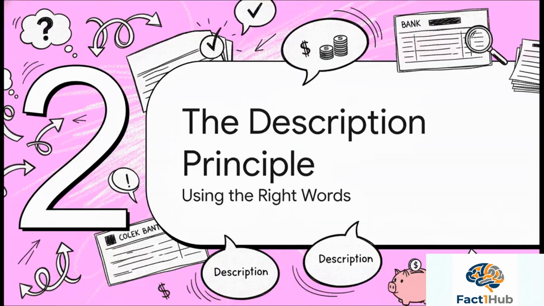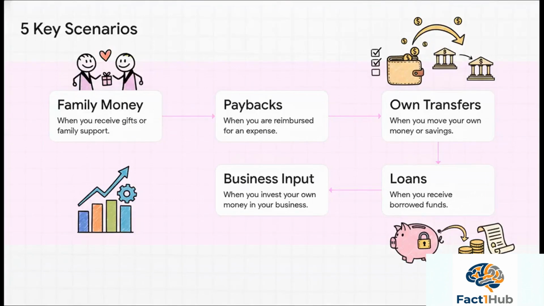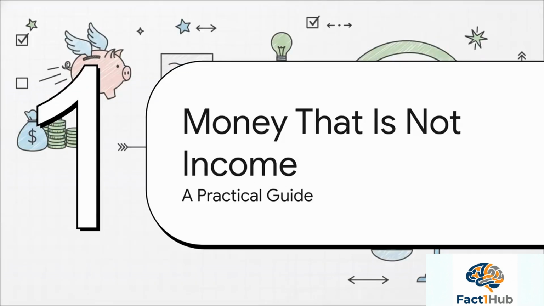Okay, so how do we actually put this into practice? Let's get into what I like to call the description principle. Really, it's all about just using the right words in the right situations. Simple as that. We're going to walk through 5 super common scenarios where money you receive is not income. Things like getting cash from family, a friend paying you back, or even just moving your own savings around. All right, let's get practical.